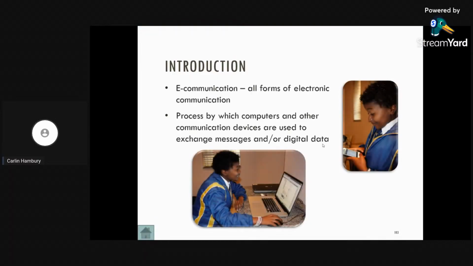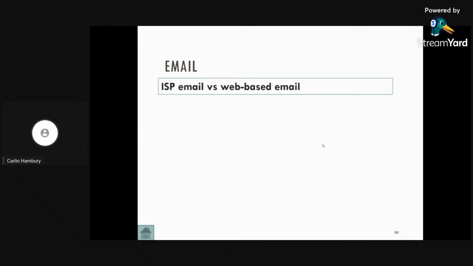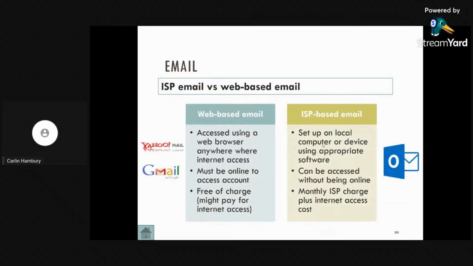E-communication, guys, we know what e-communication is. It's working with or communicating through the medium of an electronic form. So an electronic form of communicating. So that's WhatsApp, that's email, all of these things. You're going to find a lot of this is going to start repeating itself now.